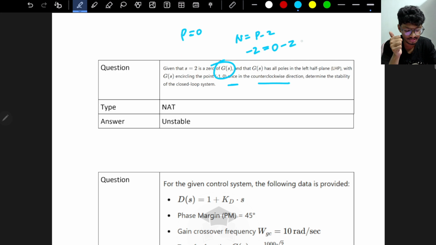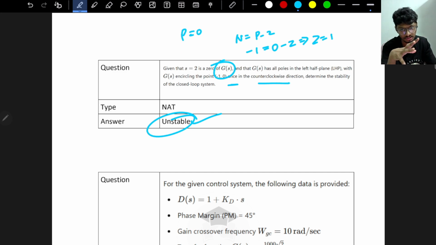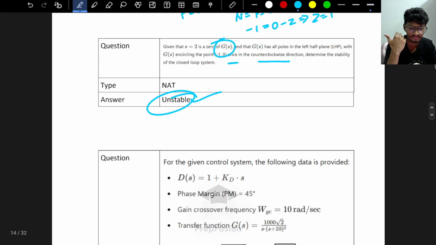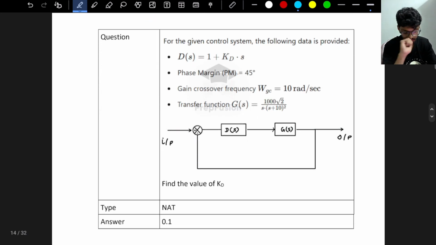So -1 equals 0 minus Z, so Z will come out to be 1. Which means I have a right hand side closed loop pole. That means my system will be unstable. Now I don't have the options, so according to the information I have, the system will be unstable. If the options are given, then you will tick mark that one. This was again an okayish question.